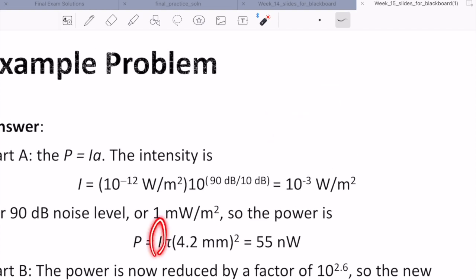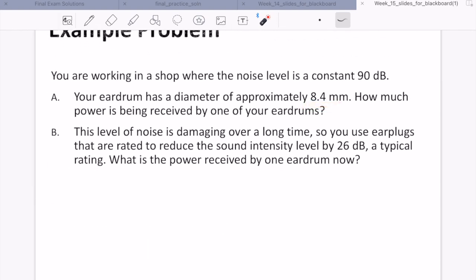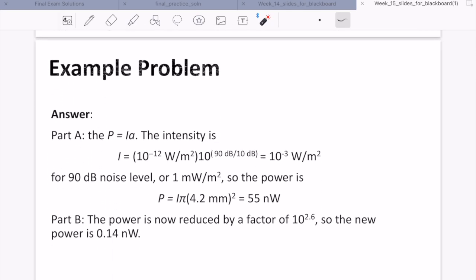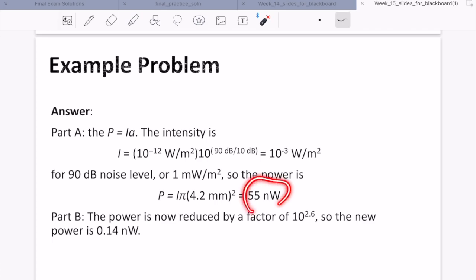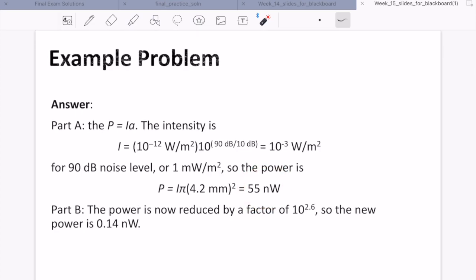So they just multiplied intensity times pi r squared, where the diameter was 8.4 millimeters, so the radius here is 4.2 millimeters, and they just calculated things out. They ended up with a value in nanowatts, which I don't know why, because generally everything is going to be in watts unless otherwise stated. So they just did some weird conversions, but it would be equivalent to 55 nanowatts.